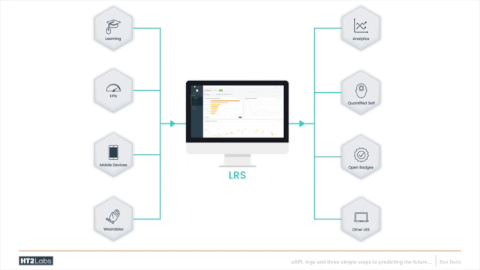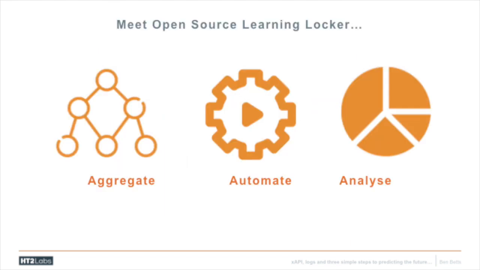So this is my ecosystem. We have a piece of software called Learning Locker, which is fundamentally the bit in the middle. It's a database, which is fairly dull, but everybody needs databases, so it's fine. There are three key functions of Learning Locker. One is to aggregate: to get all of this data from these different sources and validate it for the xAPI specification. Two is to automate tasks, which I'm going to come back to in a moment. And three is to help perform analysis.